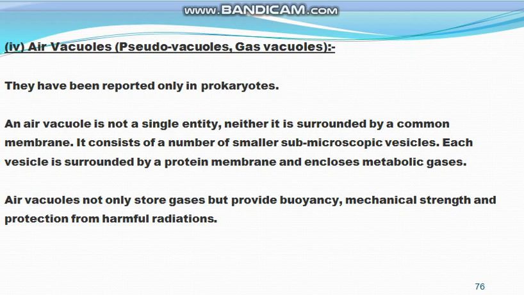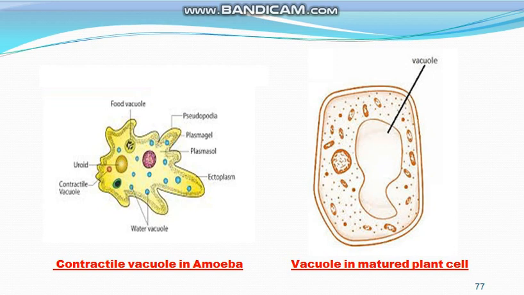Then comes the diagram. This is the diagram of the contractile vacuole in the amoeba, and this is the vacuole in a mature plant cell. This is a big vacuole which is formed by the fusion of small vacuoles, and the big vacuole is present in the matured cells of the plant, and then the cytoplasm moves to the periphery of the cell.